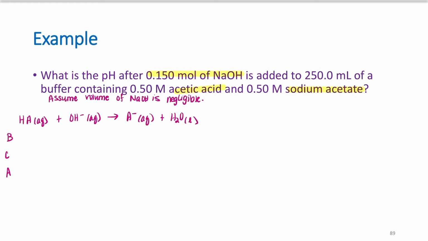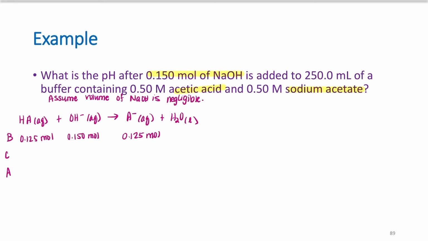Originally, we had a 0.5 molar acetic acid solution and 250 mils of that, which is the same as 0.125 moles. And for hydroxide, I added 0.150 moles to the system. I also have 0.125 moles of conjugate base because I have a 0.5 molar solution and it's 250 mils of it.